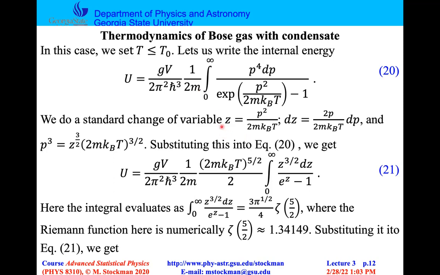Do the same standard change of variables. The argument of the exponential I take as a new variable z. So dz, when I differentiate, I get 2p dp, the same coefficient. And from this I can find p cubed. I find first p to the power 1/2, and then cube it, I get power 3/2. Now I will substitute p cubed and this p dp into this expression. The p dp I will find from this.